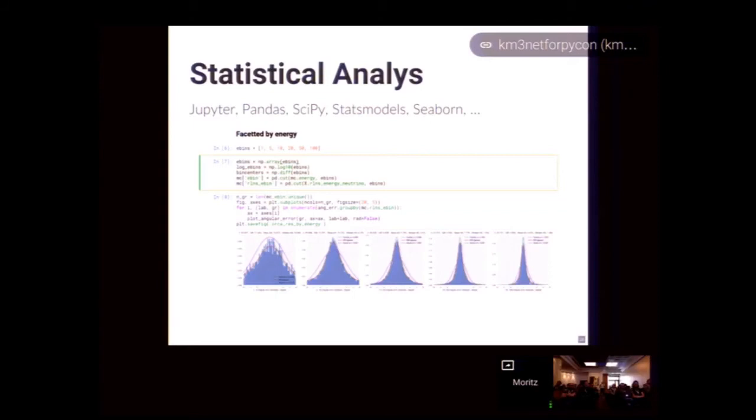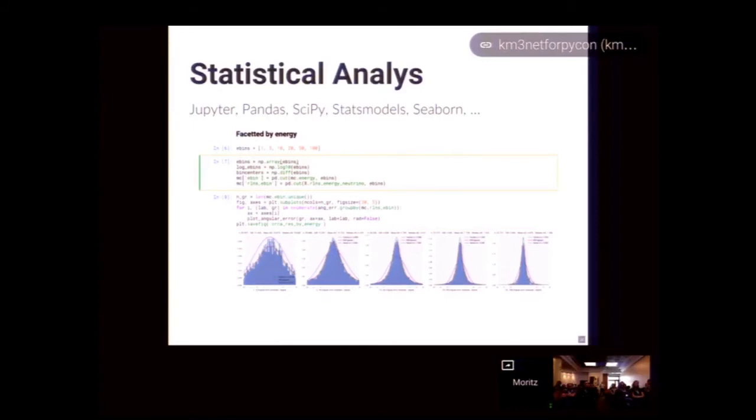So you just say, okay, plot me this quantity here, and I want it faceted by this energy, so just split the entire data frame by this quantity and then plot it for each split. I'm personally very happy with this kind of interface because before pandas we were basically writing these kinds of analysis chains as 2,000-line NumPy scripts, which is not quite optimal.